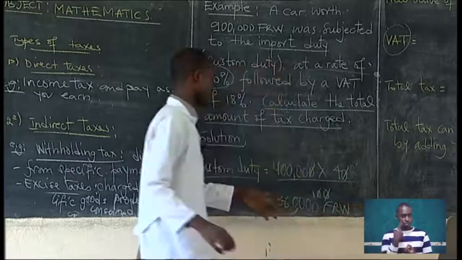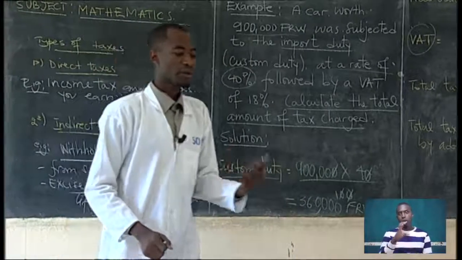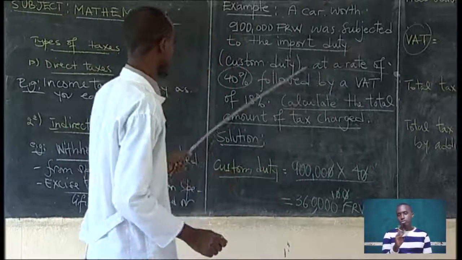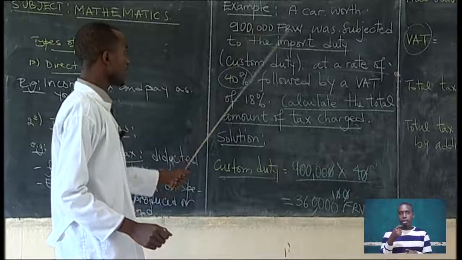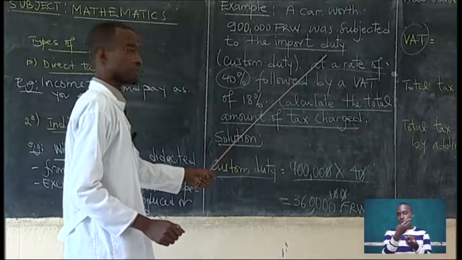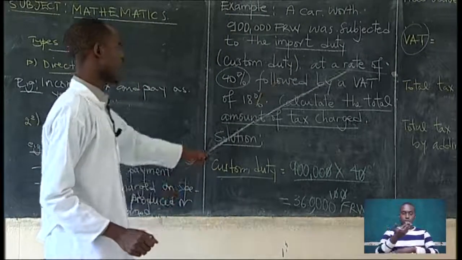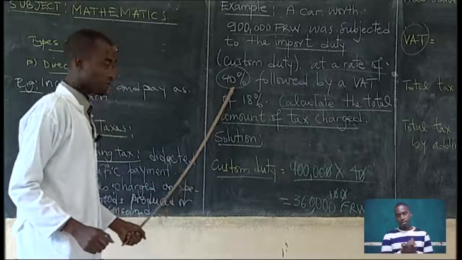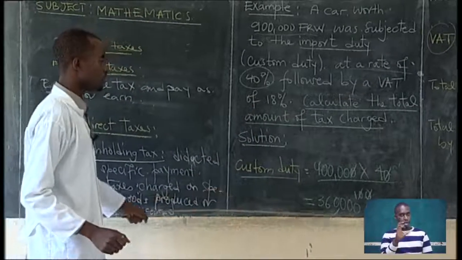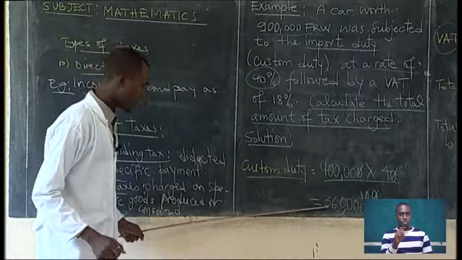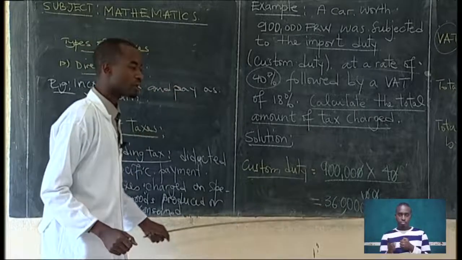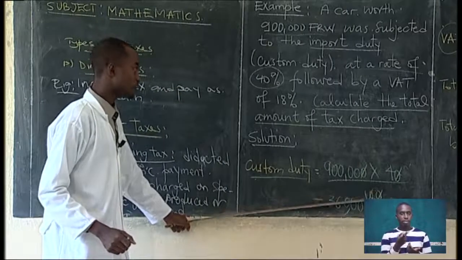You see? This is what we call the custom duty because they told us that a car worth this amount of money was subjected to the import duty, or we call it custom duty, at a rate of this amount. If you need to calculate the custom duty, it will be 360,000 Rwanda francs. This is the custom duty.